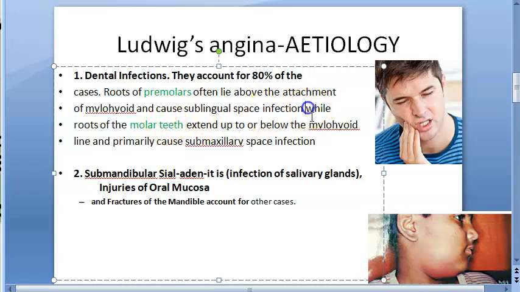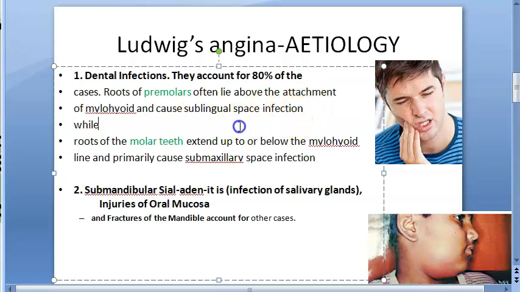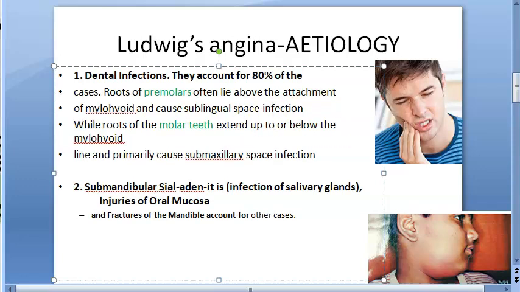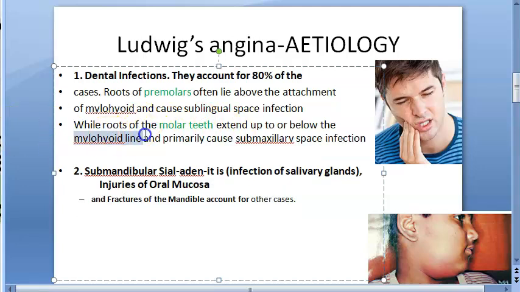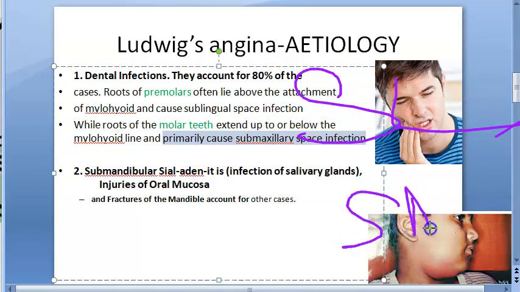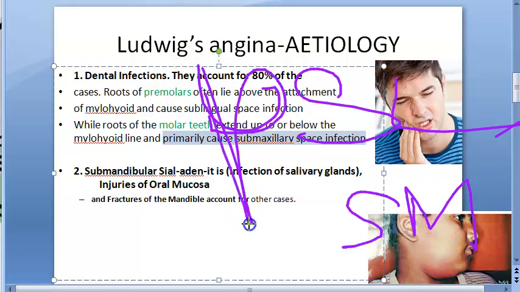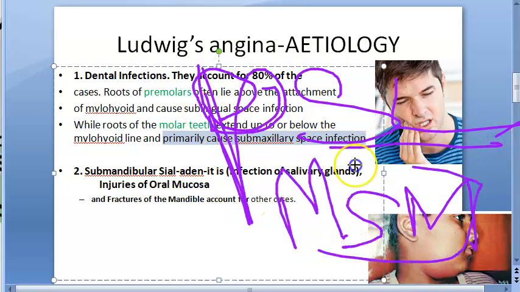While roots of the molars extend up to or below the mylohyoid muscle line where it attaches, they can cause submaxillary space infection. So sublingual and submaxillary, they are not talking about submental here. Because of the premolars, you can have sublingual infection. Because of the molars, you can have submaxillary space infection.